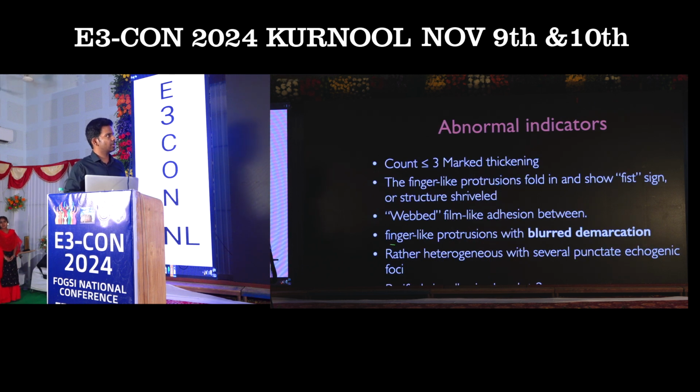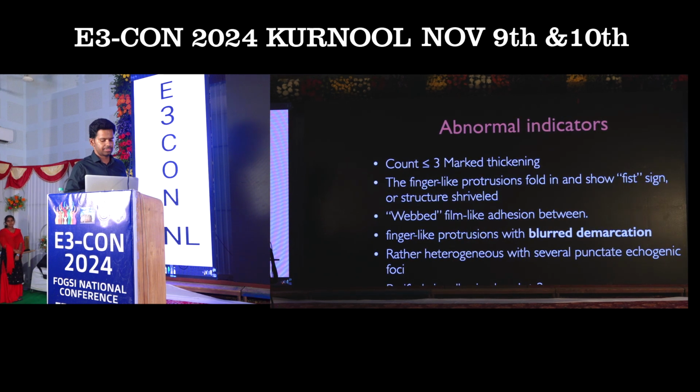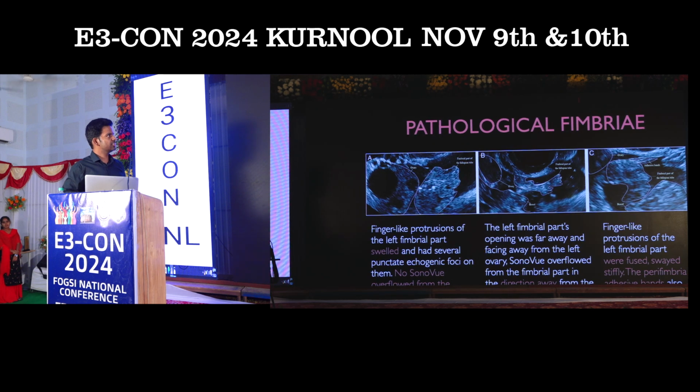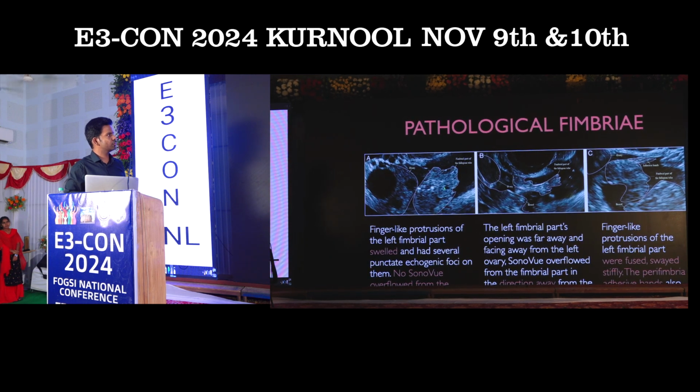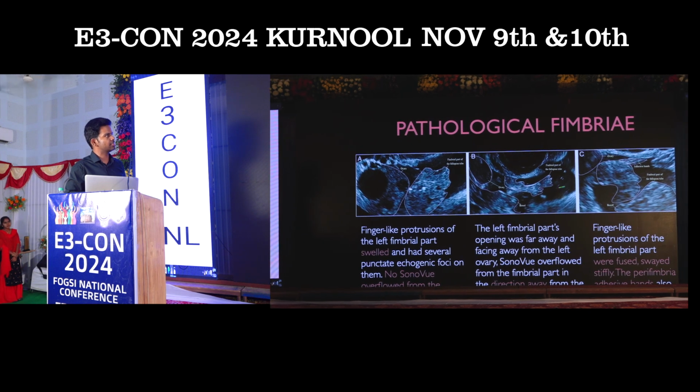So abnormal indicators are the opposite of normal indicators, with count less than 3, with finger-like protrusions or showing a fist sign, which are crumpled together with multiple intra-webs in between the fimbriae with no clear demarcation. So these are the pathological fimbriae. We can see clearly there are no clear-cut protrusions, which are fused together with inhomogeneous echogenicity, and here we can see adhesive bands, peri-fimbrial adhesive bands.